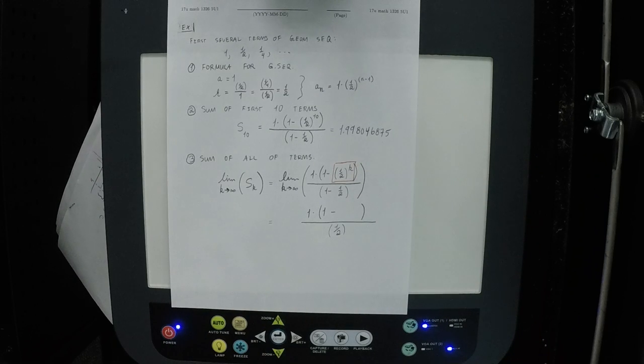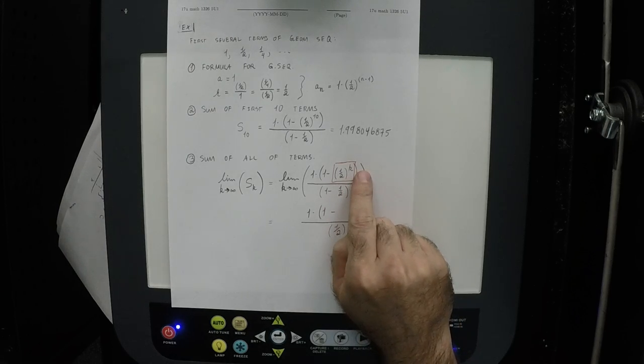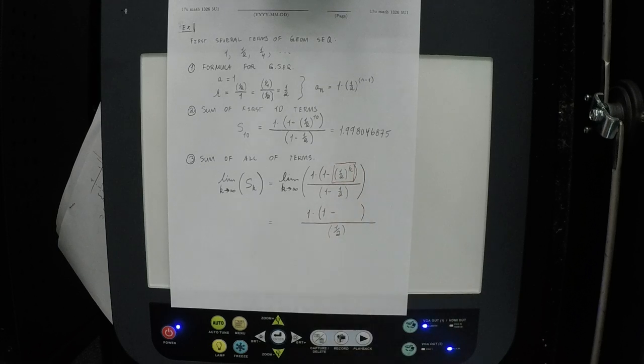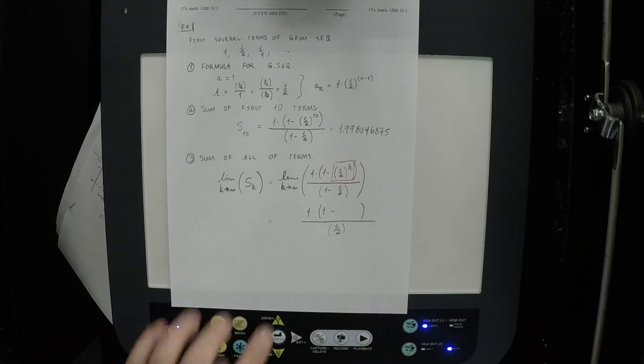What happens to the thing in the red box as k goes to infinity? It goes to 0, right? Because as k gets big, 1/2 to exponent k gets small. Because, well, first you start out with, say, k is 1. Well, that's 1/2. And then when k is 2, that's 1/4. When k is 3, that's 1/8. And then 1/16. And then 1/32. Etc. So this thing in the red box goes to 0.